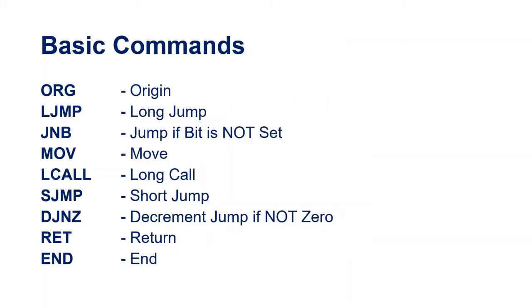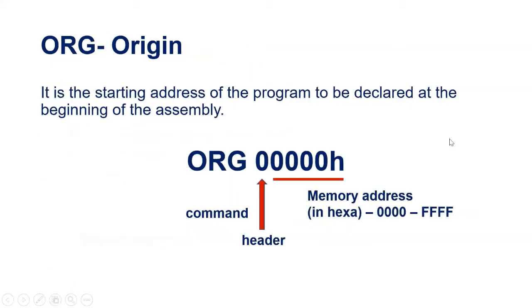Narito yung mga some of the basic commands or common commands or instructions na ginagamit natin for the 8051 microcontroller. So, napakaraming instructions ito, but I will be introducing some of the most commonly used codes or commands na kakailanganin natin sa programming using assembly language. Okay? So let's start with the ORG or the origin command. So when we say ORG or origin, it is the starting address of the program to be declared at the beginning of the assembly. So in syntax, that's ORG space yung address kung saan magi-start yung programming natin.